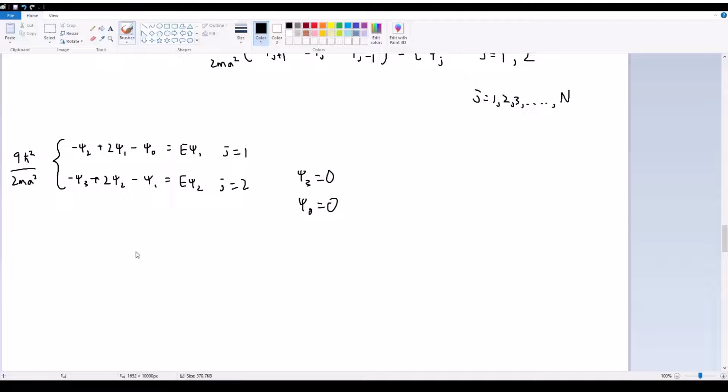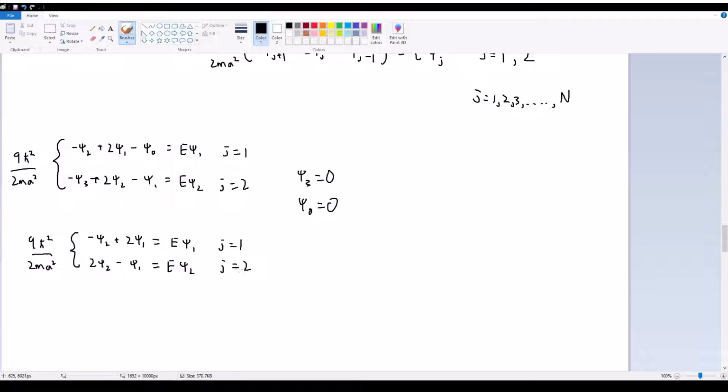Now, finally, we can set up our matrix equation. So now we have 9h bar squared over 2ma squared multiplied by, now setting psi 0 and psi 3 both equal to 0, we get negative psi 2 plus 2 psi 1 is equal to e times psi 1, where j is equal to 1, and 2 psi 2 minus psi 1 is equal to e psi 2, where j is equal to 2.